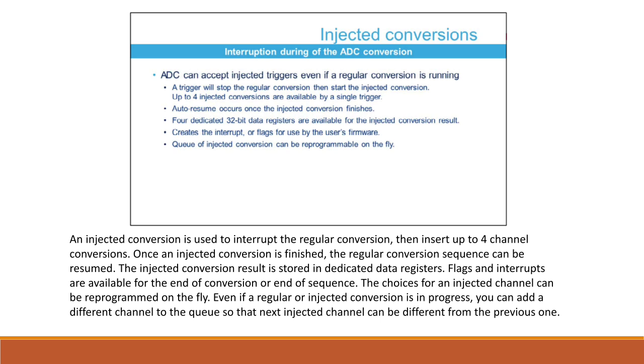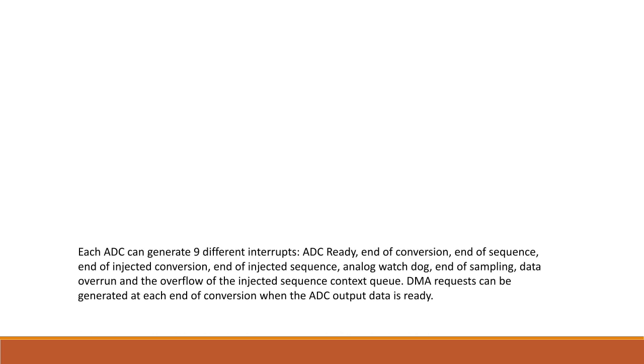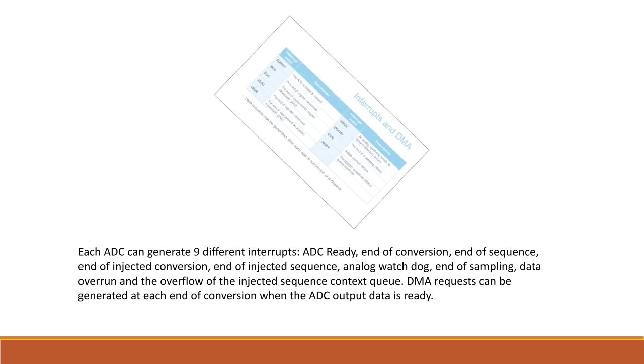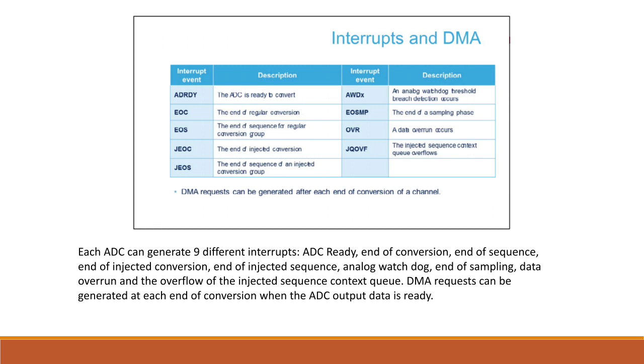Now the next important thing is DMA and interrupts. How do they behave? Each ADC can generate 9 different interrupts: ADC ready, end of conversion, end of sequence, end of injected conversion, end of injected sequence, analog watchdog, end of sampling, data overrun, and the overflow of the injected sequence context queue. DMA requests can be generated at the end of conversion, when the ADC output data is ready.